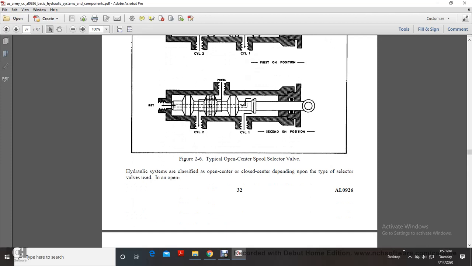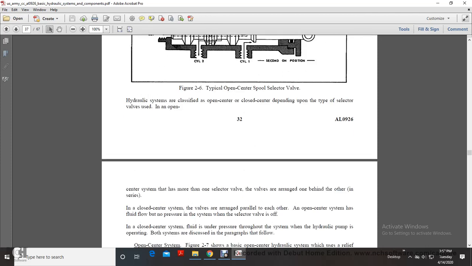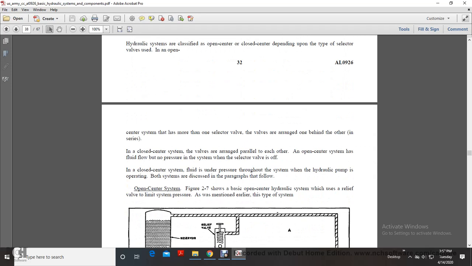Hydraulic systems are classified as open center or closed center, depending on the type of selector valve used. In the open center system, there is more than one selector valve, with the valves arranged one beyond the other in series. In the closed center system, the valves are all arranged parallel to each other. In the open center system, the fluid flows but there is no pressure in the system when the selector valve is off. In the closed center system, the fluid is under pressure with the system hydraulic pump operating in both systems. Discuss the paragraph as follows.